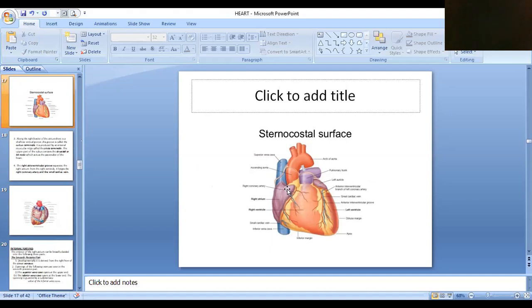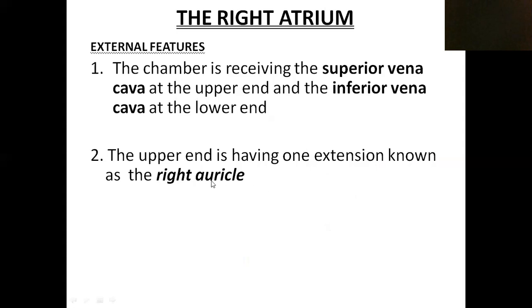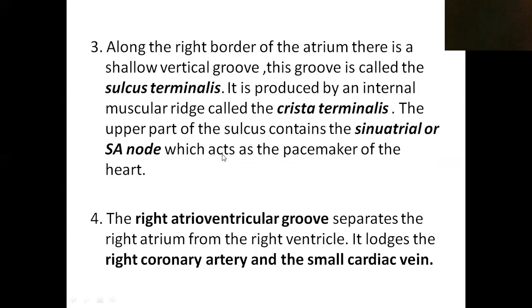We'll discuss it later. Anyway, anterior to this aorta, we can see the extension of this right atrium. This right atrium extends into this portion. This ear-shaped extension, which is seen anterior to the aorta, is known as what? Auricle. So the right auricle is also clear. These are the two points about the external features.